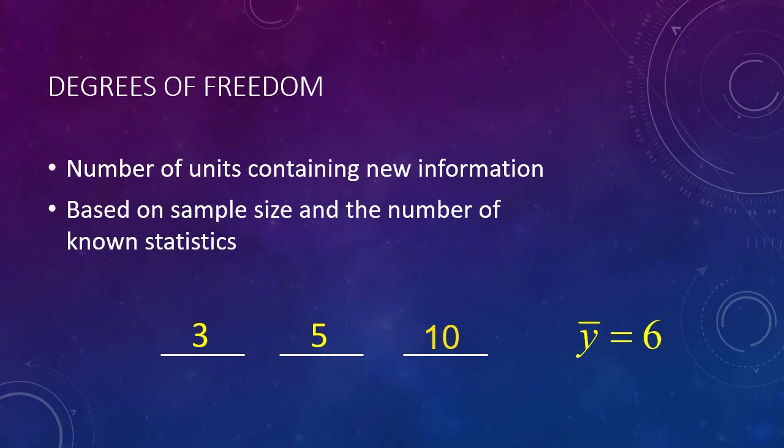Notice what happened? When I told you that the mean is 6, you could figure out the third score. So the third score did not give you any information that you did not already know. In this case, because we've already calculated the mean, only 2 of the scores give us new information. So the degrees of freedom are 2 after we have calculated the mean.